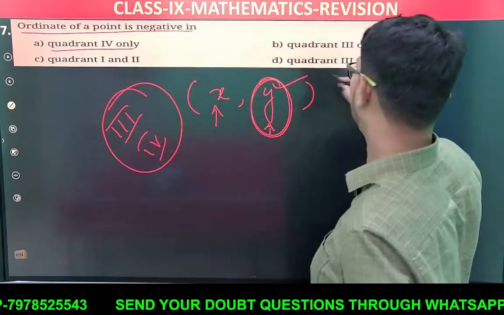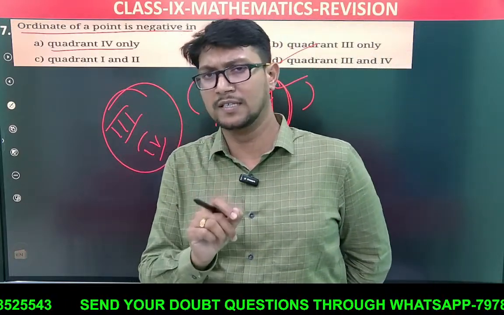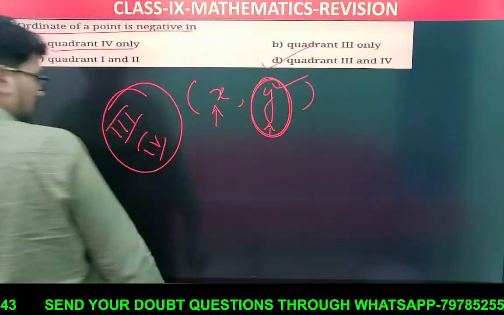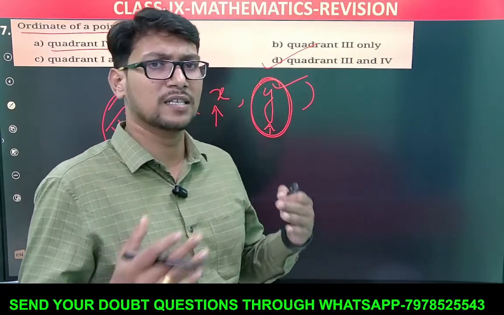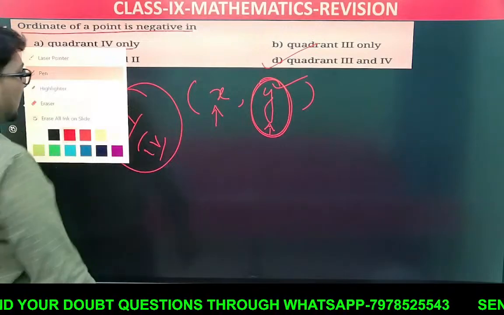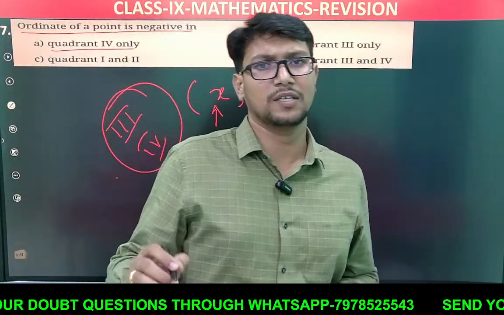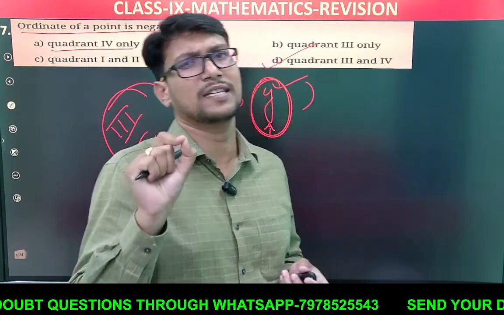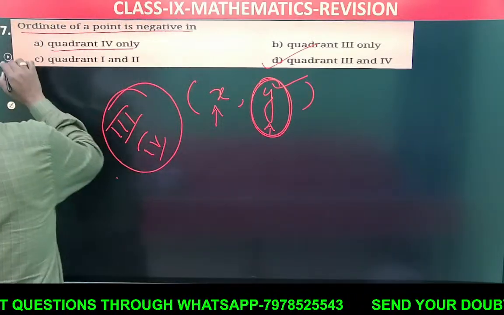Yes, option D is the correct answer. The ordinate of a point is negative in the third quadrant as well as the fourth quadrant. I hope this question and answer is clear to all. Let us move to the next question. It is a very simple chapter, but you have to focus on the chapter carefully because there are very minute things you need to understand carefully. I hope everybody is clear.